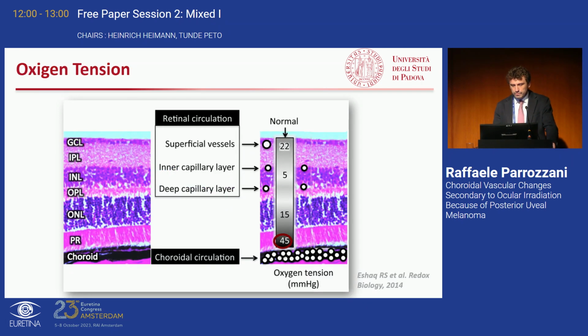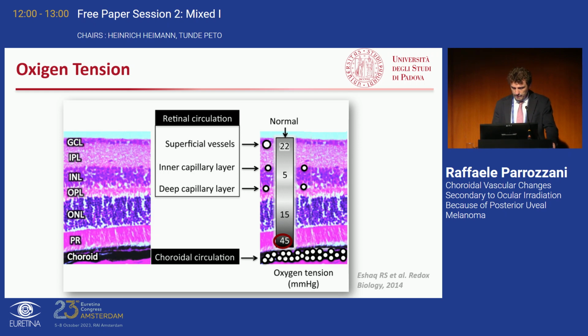If we look at the retina and the choroid, and think about the physics of irradiation, we know that the damage caused by irradiation is strictly related to the oxygenation of the tissue. Comparing the retina and the choriocapillaris, we know that the choriocapillaris is the tissue with the higher oxygen tension. That's probably the reason why we found much more damage in the choriocapillaris compared to the retina.